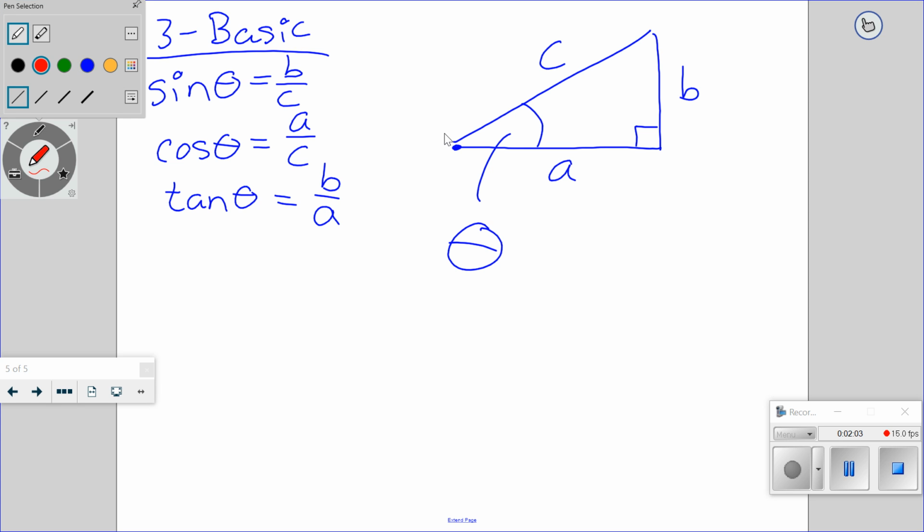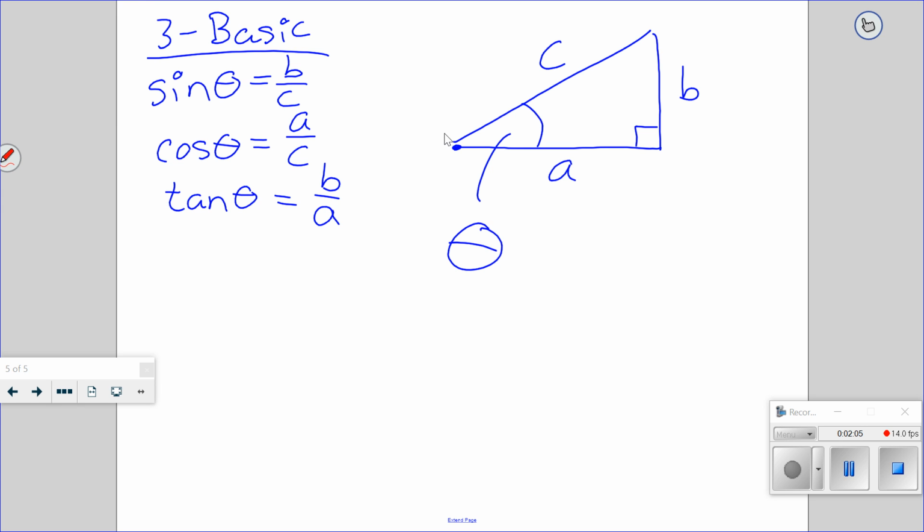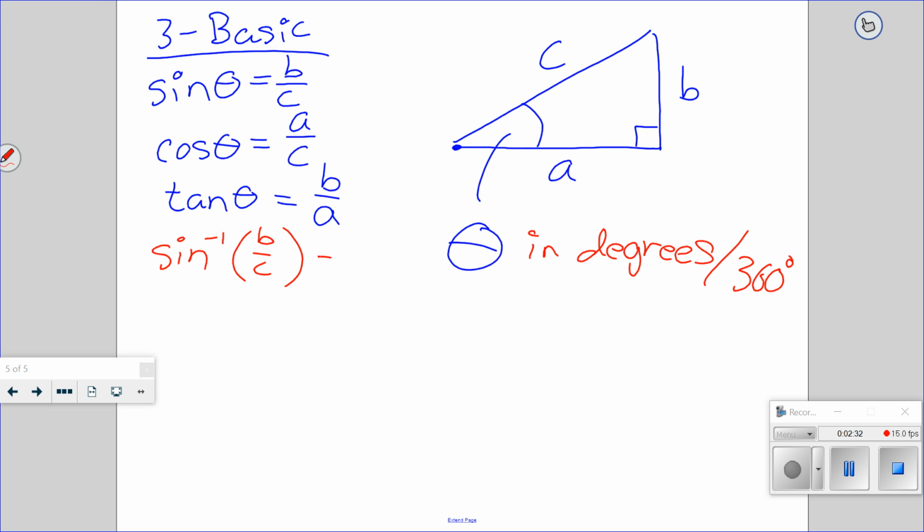However, you may not be aware that there are inverses of all these functions. If you take the inverse sine, this will be angles in degrees. Degrees is out of 360 degrees. We'll get to the unit circle. The inverse sine of b over c equals the angle.